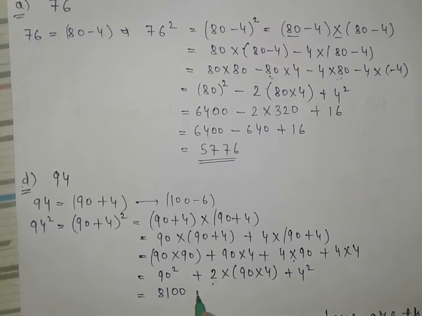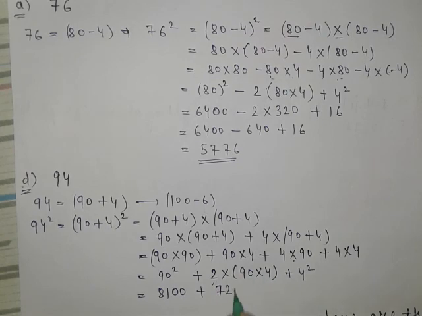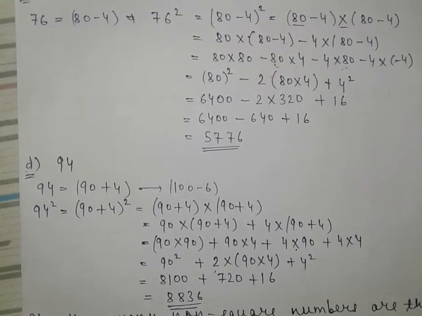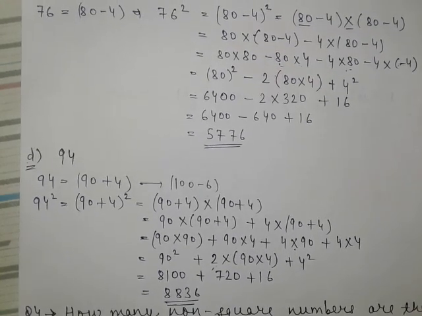So 90 square is 81 and 00, plus 2 multiplied by 90 into 4, so 90 into 4 is 360, 360 into 2 is 720. Okay, 4 square is 16, so you will have the answer 8836. Okay, so 8836 is the square of 94.